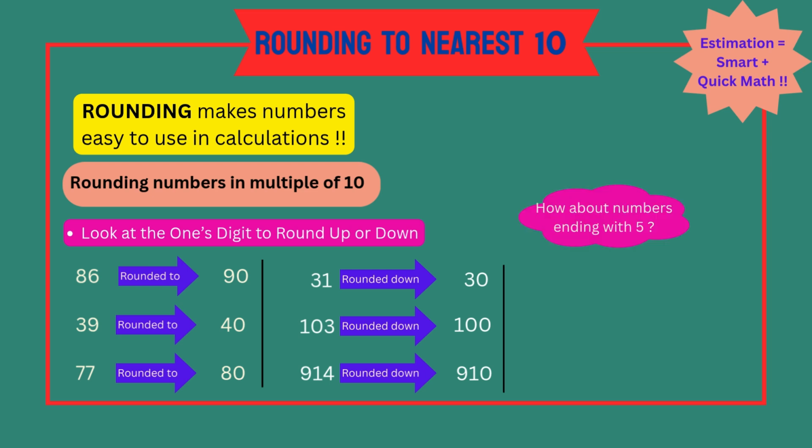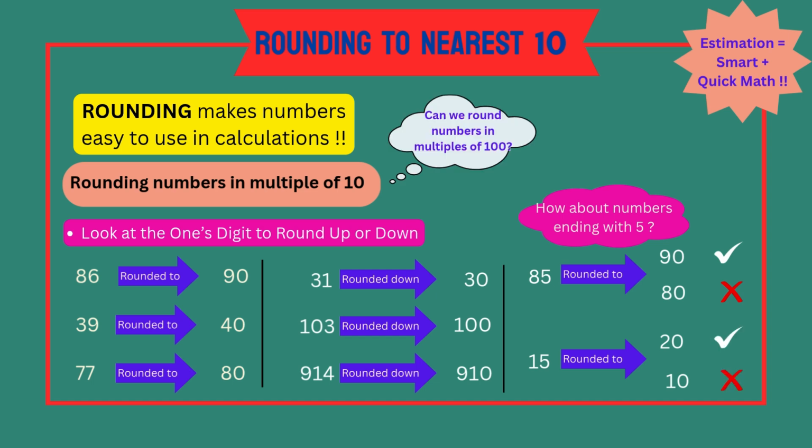And what happens to numbers that end with 5? Let's take 85. Should it be 80 or 90? What about 15? Now think, how can we round numbers to nearest hundreds?